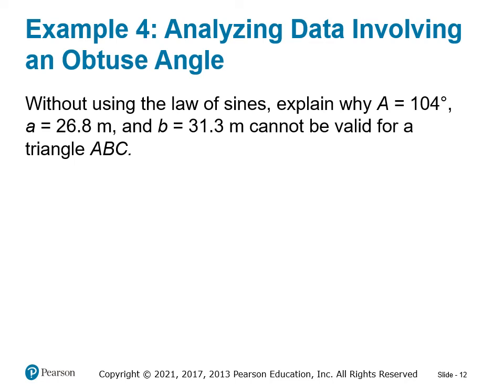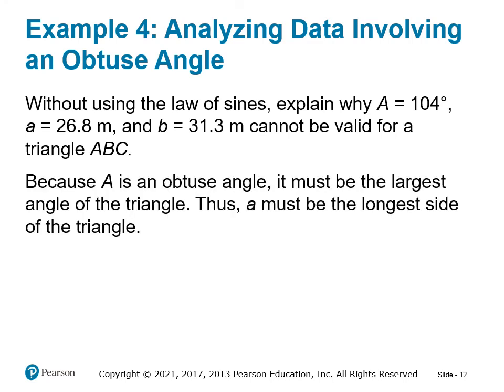We have 104 degrees, so there's plenty of room left in the triangle. But notice that little a is 26.8 and little b is 31.3. So this says that angle B would actually have to be greater than angle A because side B is bigger. Remember, the largest side is opposite the largest angle. Since B is larger, then we expect that angle B would be larger than 104. And a triangle cannot have two obtuse angles. So B would have to be greater than 104, say 105, and that would give us a degree measure of 200 plus. And so that's not possible.